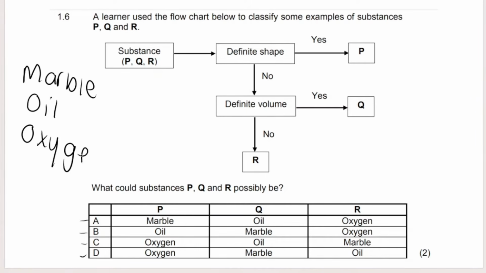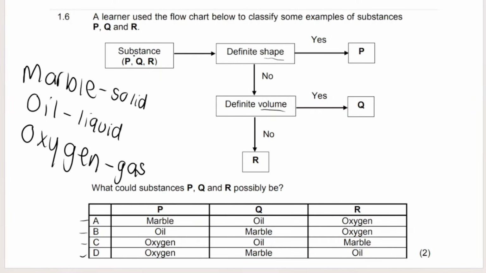Right off the bat, we can see this is trying to divide them into their phases, because they speak about definite shape, definite volume, and things like that. So we know we're trying to classify them into solid, liquid, or gas. At room temperature, oxygen will be a gas, oil will be a liquid, and marble will be a solid.